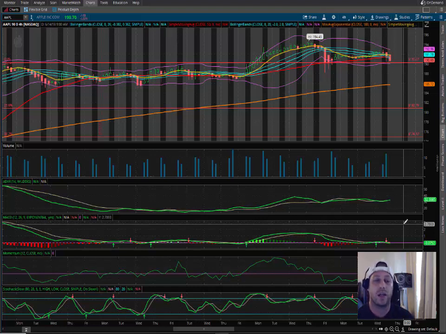So with that being said, this is an analysis that can go for anything you want to trade, whether it's penny stocks or the big blue chips. It works all the same.